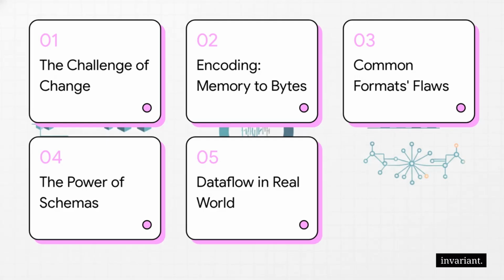So here's how we're going to break it all down. First, we'll talk about the challenge of change itself. Then we'll dive into the nuts and bolts of encoding, and we're going to uncover some hidden flaws in formats you probably use every single day. After that, we'll get to the really elegant solution, schemas. And finally, we'll connect all these dots and see how this plays out in the real world.